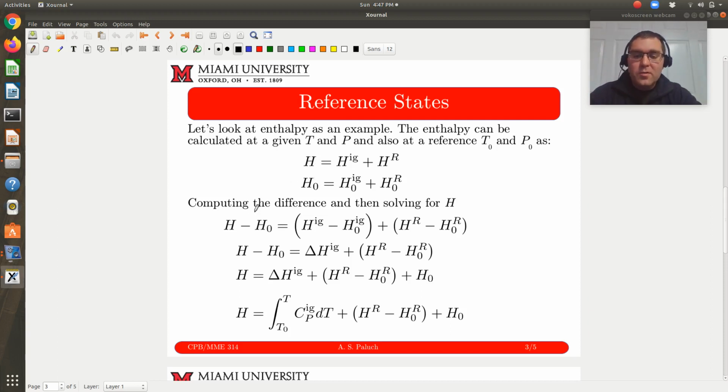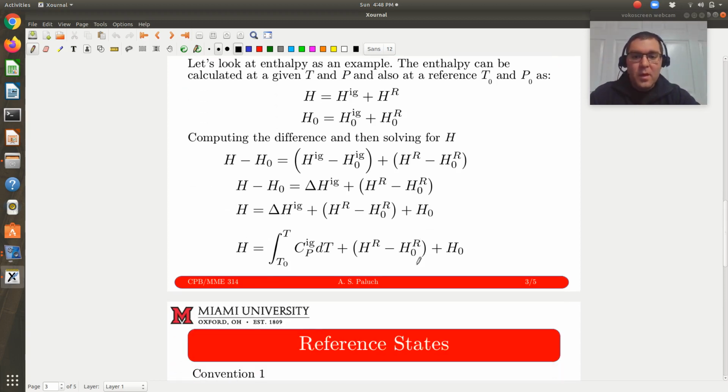All right, so if I want to calculate the difference in my enthalpy relative to my enthalpy in state naught, H minus H naught, it's the difference in my ideal gas terms plus the difference in my residual terms. So I write the ideal gas term as a delta H ideal gas. The residual term I just keep as H^R minus H naught^R because when we use our equation of state, we calculate H^R and H naught^R. We don't calculate a delta H^R. All right, so then I bring H naught over to the right-hand side, and I have this.